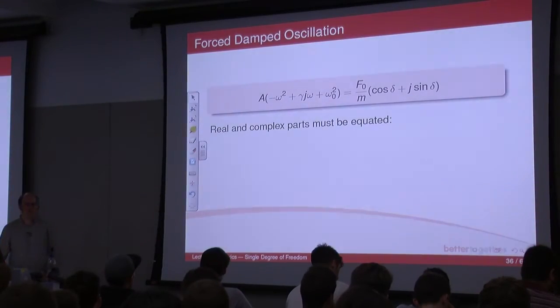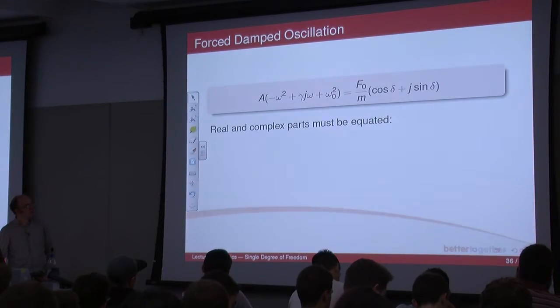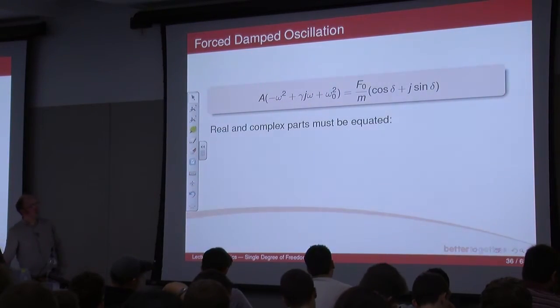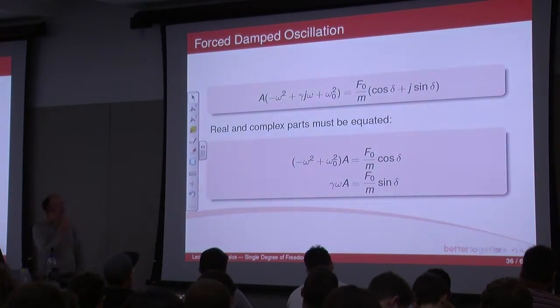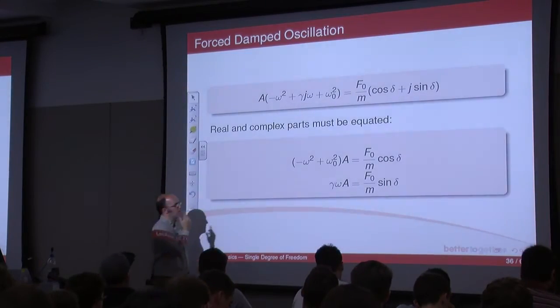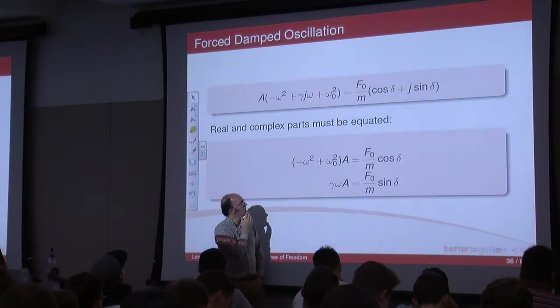And the real and complex parts must be equated to each other. So the real bits must be equal to f naught upon m times cosine delta, and the complex parts must be equal to sine delta. And so we can do that. So you end up with this equation. So there's our real bits.